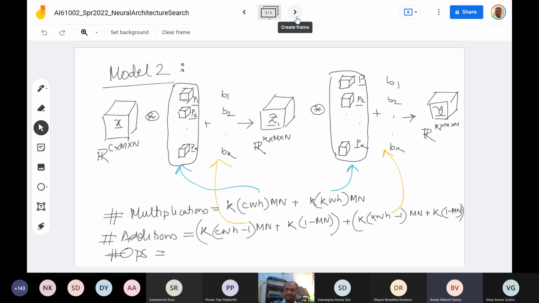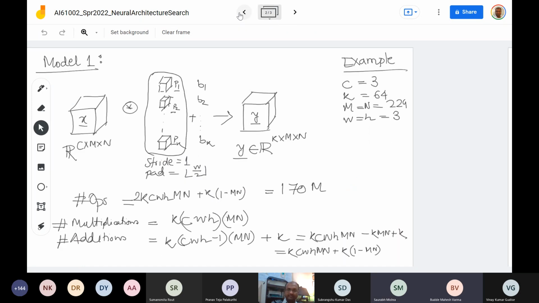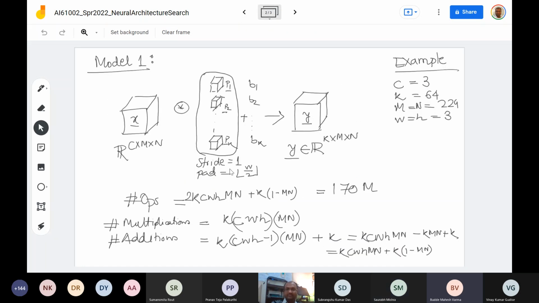Sir, are these calculations exact? Instead of Mn, shouldn't it be M minus H plus 2 pH upon SH plus 1? Why will it be so? The size of the resultant tensor, the height and width, would be M minus H plus 2 pH upon SH plus 1, right? Just look over here. I said that it is operating with a stride of 1 and there is a padding of floor of W by 2. Now, if you do that, what will be the size? Yes, got it.